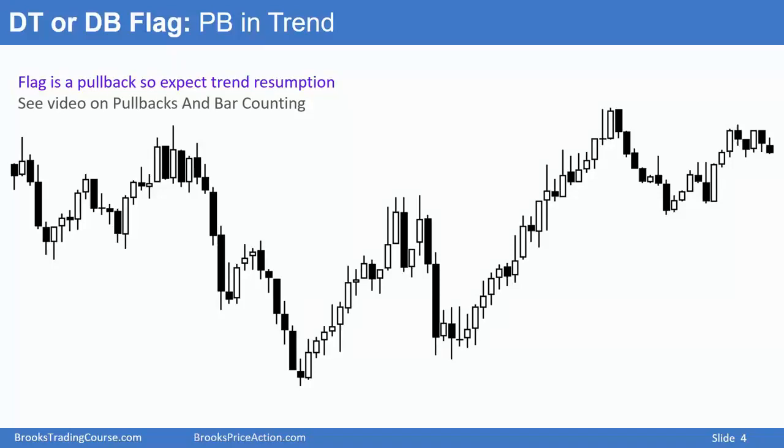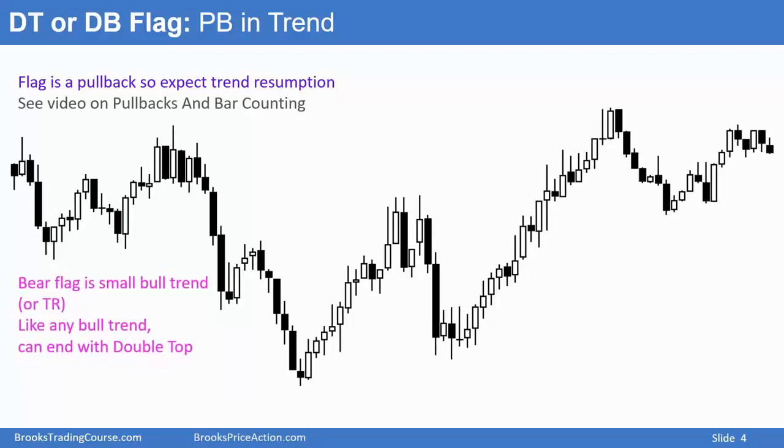When a pullback is small, I use the term flag because it signifies trend resumption is more likely than trend reversal. I talk about this more on the video on pullbacks and bar counting. A bear flag is a small bull trend or trading range, and like any bull trend, it can end with a double top.